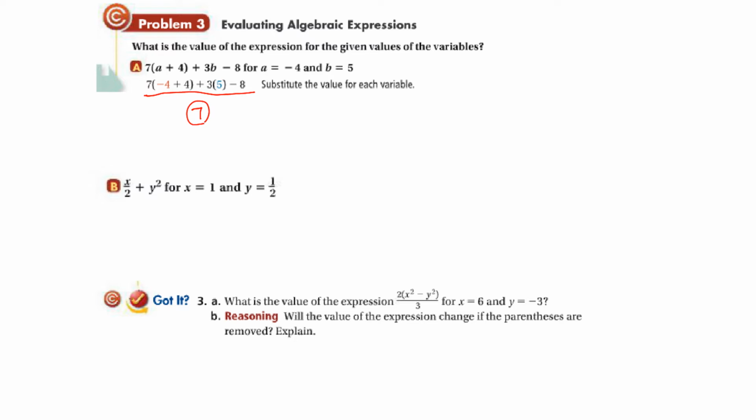Now for example B, I'm going to do the same thing. In place of my X, I put 1. In place of my Y, I put 1/2. Then I'm going to put that in my calculator and I'm going to end up with 3/4. Practice putting that in your calculator, making sure that you can get 3/4. Be careful how you put in your fractions. If you have trouble with these, make sure and talk to me in class about it. Make sure you do Got It Problems 3A and B.